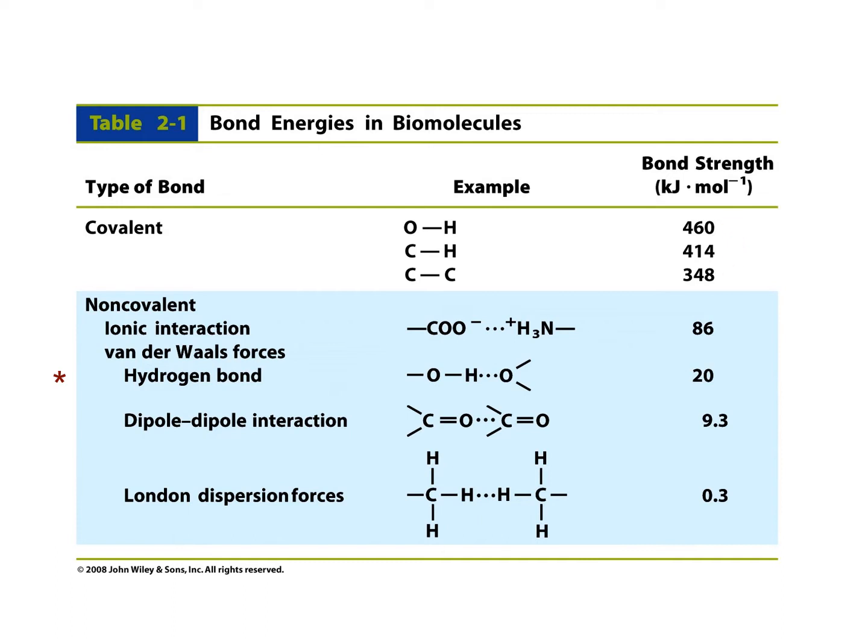And there are several types of non-covalent bonds too, including ionic interactions, which is around 86 kilojoule per mole, and van der Waals forces. Among the van der Waals forces, there are different types of interactions: hydrogen bonds, which is 20 kilojoule per mole, dipole-dipole interaction, as well as London dispersion forces. So now let's talk about these interactions in more detail.